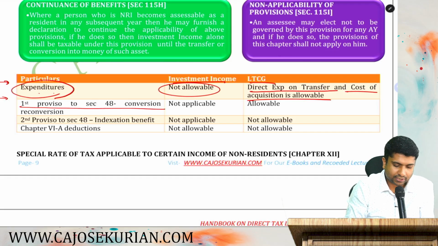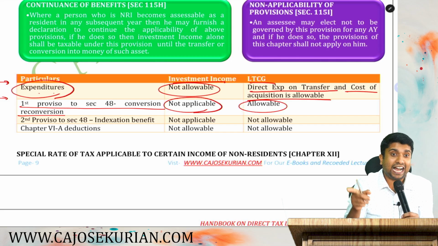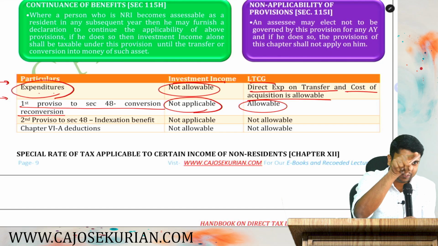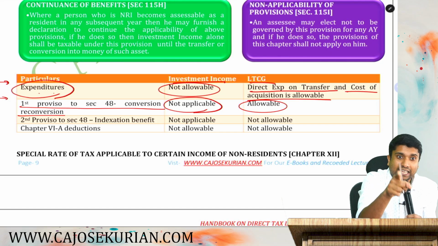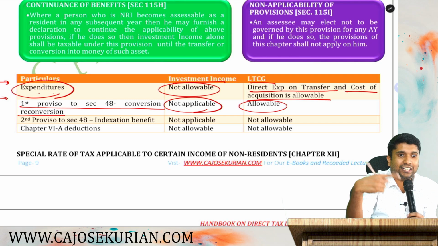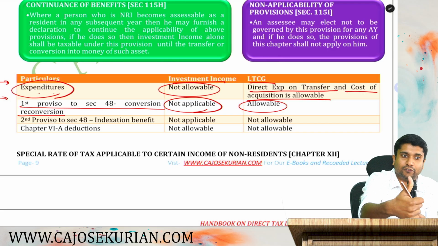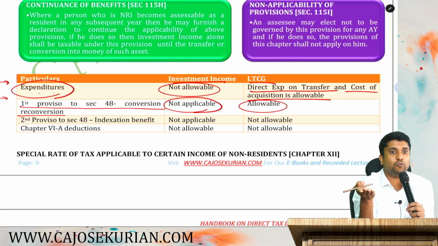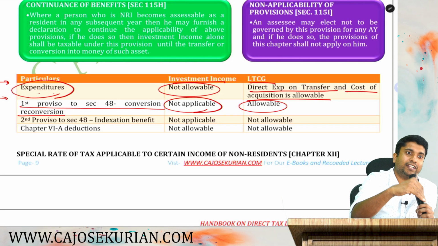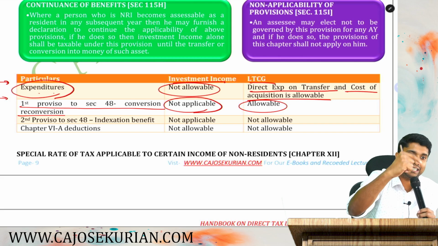First proviso to section 48, conversion, reconversion. Investment income, it is not applicable. But long-term capital gain, it is allowable. If the assessee is an NRI and holds a foreign exchange asset, meaning assets purchased in foreign currency, and it is shares of an Indian company or debentures of an Indian company, then you must follow the first proviso to section 48 as well. That means conversion and reconversion as well.